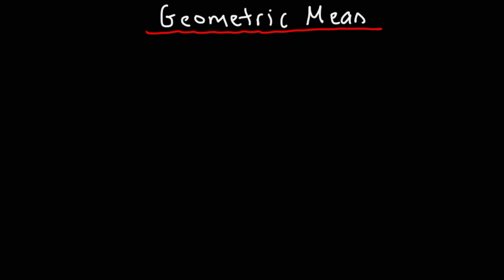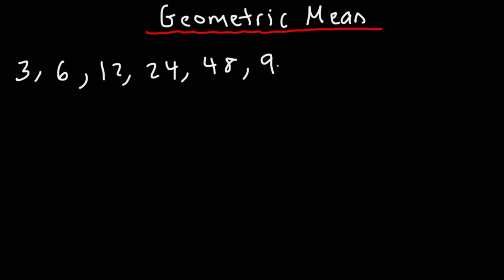Now let's move on to the next topic, the geometric mean. So let's start with a geometric sequence. Let's say we have the numbers 3, 6, 12, 24, 48, 96, 192. First, I want you to see the difference between an arithmetic sequence and a geometric sequence.